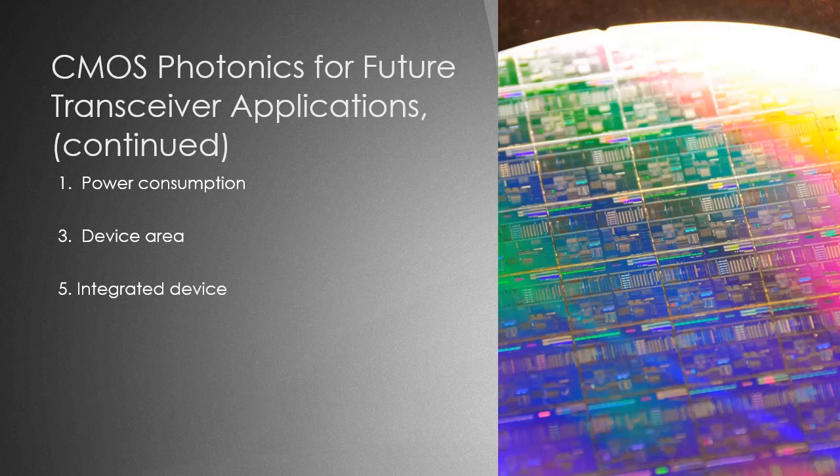The next point is device area. The device area is very small and can be packaged into a small chip. And then to go along with that, the integrated device. Since CMOS photonics is an integrated device structure, there are no more interfaces between the photonic unit and the CMOS unit. This leads to increased reliability.